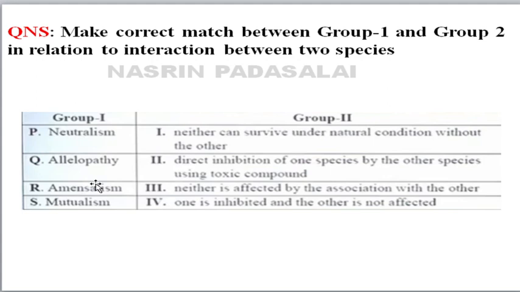Okay, amensalism is a process where one organism will be getting hurt. So the answer is amensalism: one is inhibited, another organism is not affected. An example of amensalism is penicillin killing bacteria, and in mutualism both organisms are benefited. So the correct option is mutualism. Neither can survive under natural conditions without the other. So the options are P3, Q2, R4 and S1.